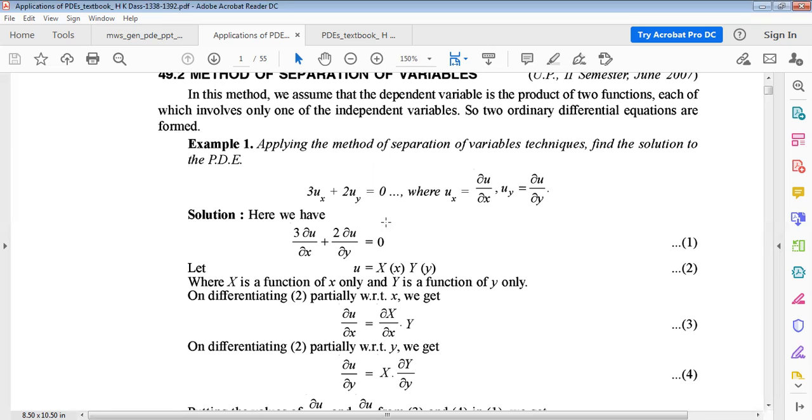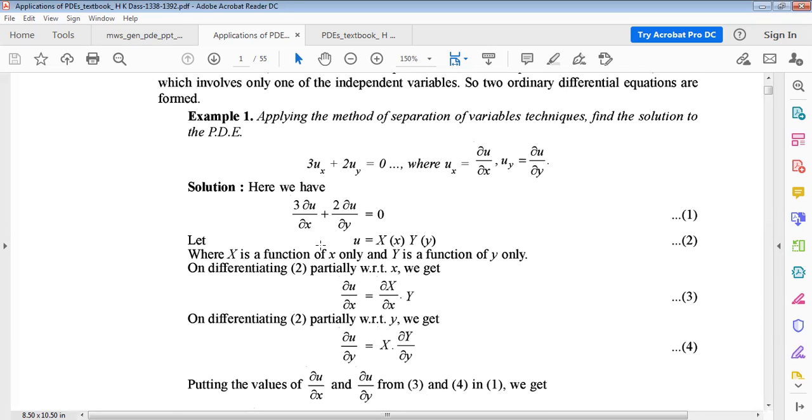Now let us consider the solution of this differential equation: u = XY, where capital X is a function of x only and capital Y is a function of y only. Let us consider this type of solution for the differential equation. Understand? Actually, in the variable separable method, we first consider u = XY, where X is a function of x and Y is a function of y only.